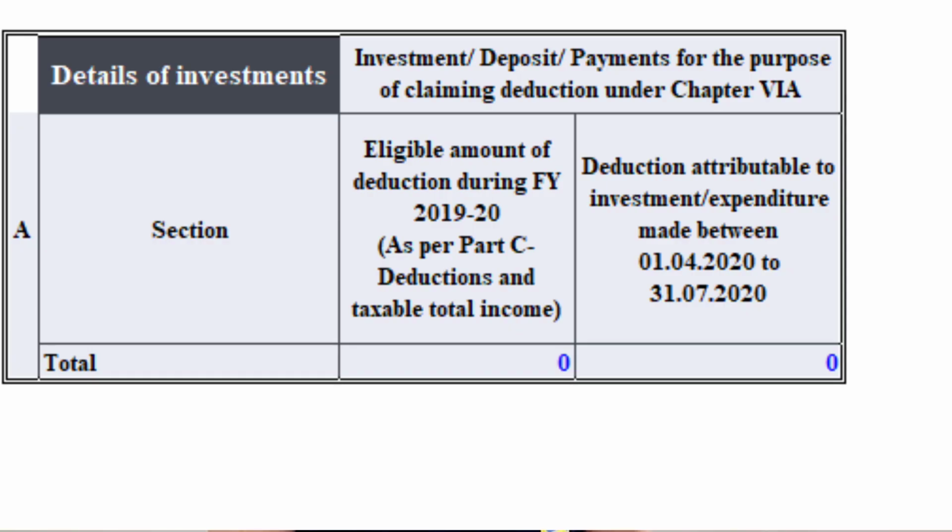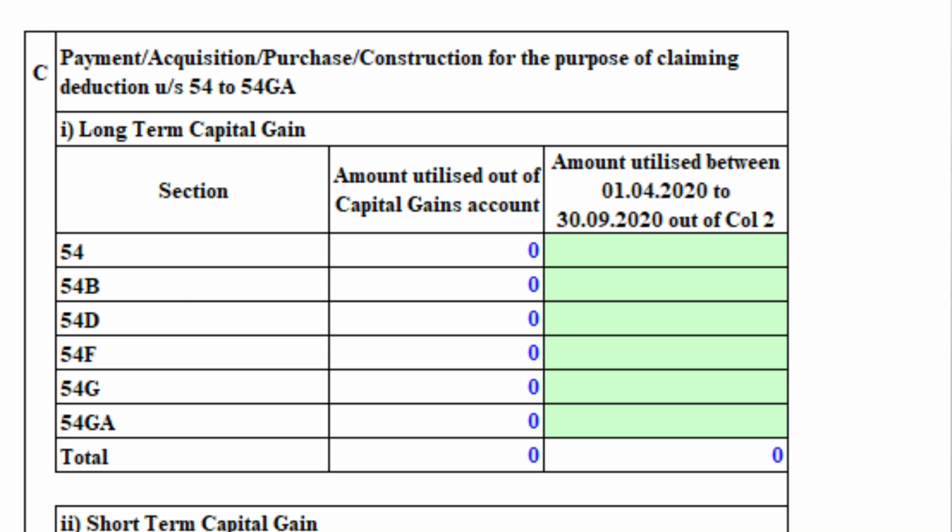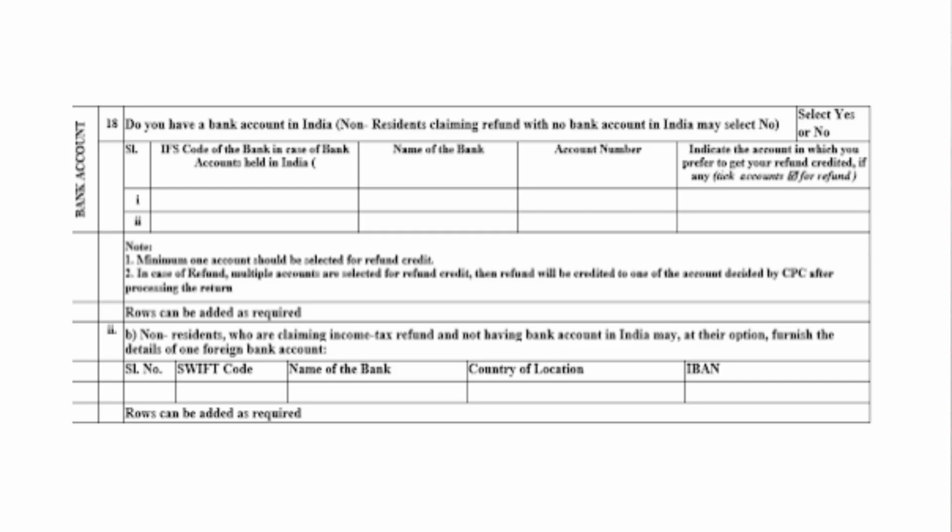Next is Schedule DI. We discussed Schedule DI, which allows you to claim deductions for investments for tax saving made in the extended period from 1st April 2020 until 31st July 2020. Similarly, a benefit was given for capital gains rollover. You can claim the deduction under Section 54, 54F for investment in house property or investment in notified bonds. Such investment could be done until 30th September 2020 and you could claim deduction for the same.